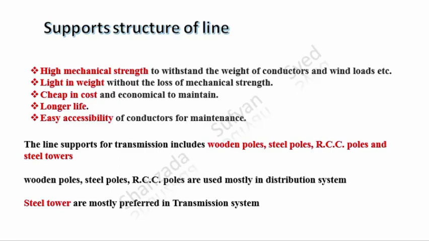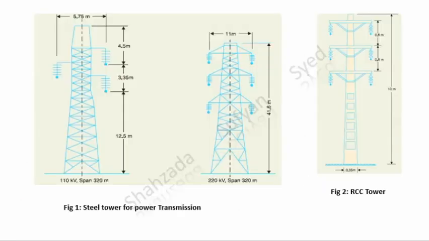The RCC poles are made up of concrete, reinforced concrete, and the difference between steel poles and steel towers is that the steel tower is made up of multiple steel units, and normally in rural areas wooden structures or wooden poles are used. In front of you we have the steel towers.